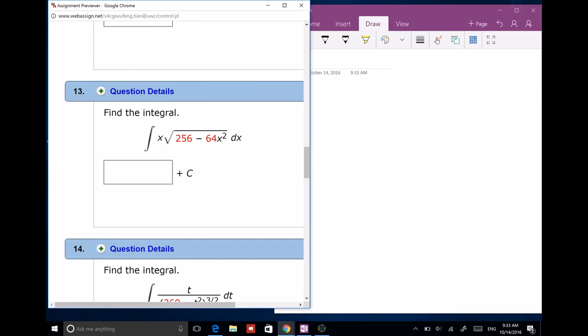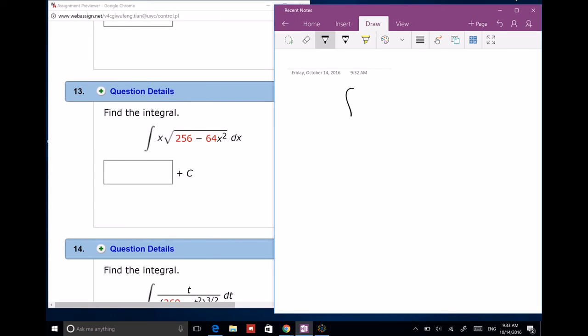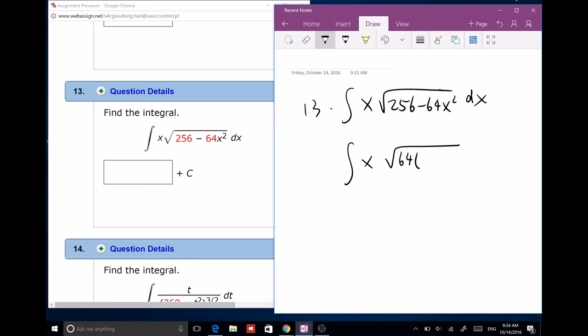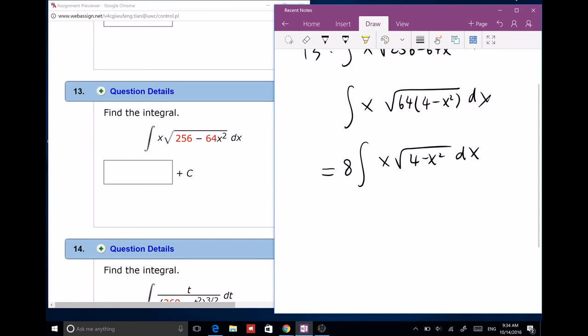you can factor, I'll give you a little bit of help on this. Okay, 13 is the integral of x square root of 256 minus 64x squared dx. So what you do is factor 64 out. So it's 4 minus x squared dx. Then 64, you take it out, it's just the 8 in front of it. And I only have 4 minus x squared dx. So then I assume x equals sine theta. No, not sine, 2.